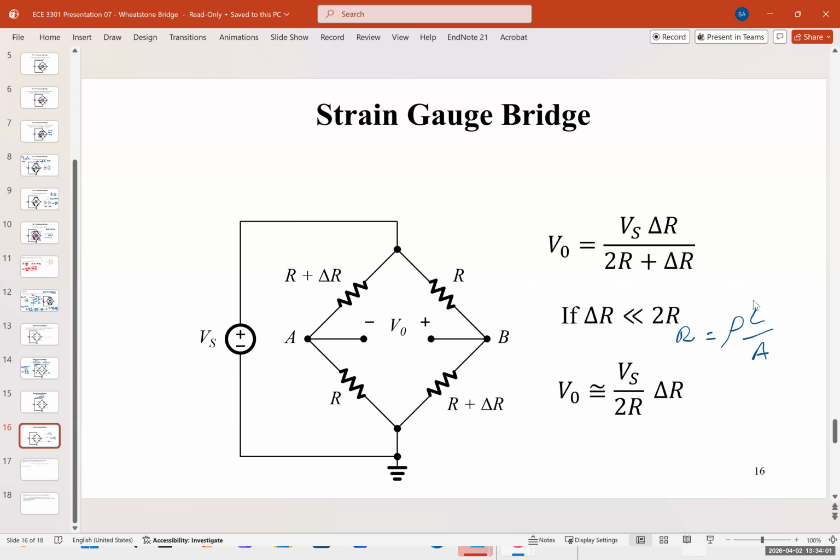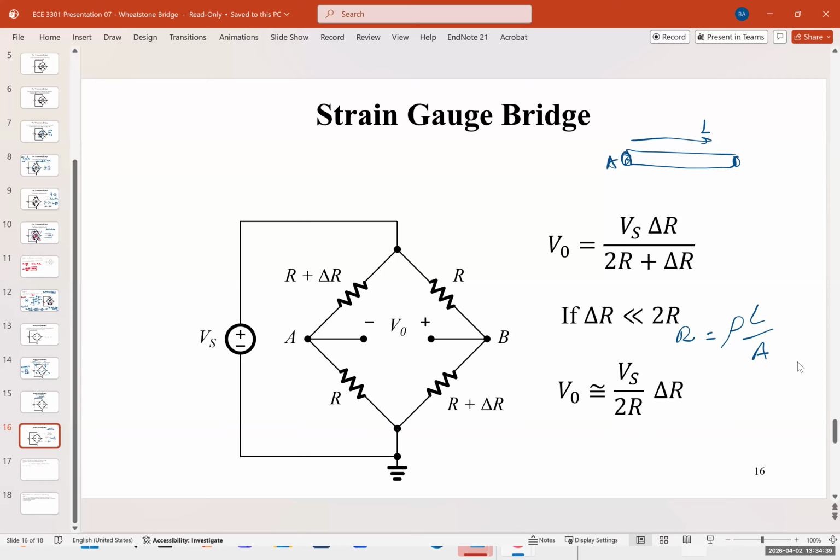Again, in a strain gauge, R changes with rho L over A. Rho comes from the material of the resistor. It's the property of the material. If you have copper, it's going to be lower, and so on. L is the length, and A is the thickness. Sometimes we write it as rho L over A. So this is A, or the area, and this is L.